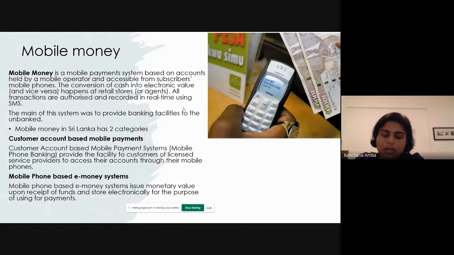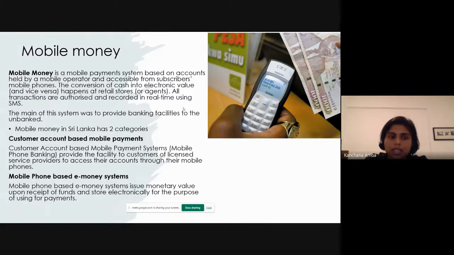So this model came up to solve this issue, where instead of going to a bank, you can get cash from a retail store in the village, and you can deposit the money into the account from a retail store instead of going to the bank, right? So it was a system to provide banking facilities to the unbanked, right?